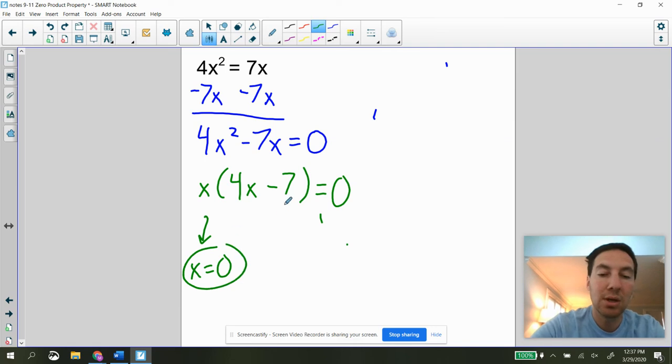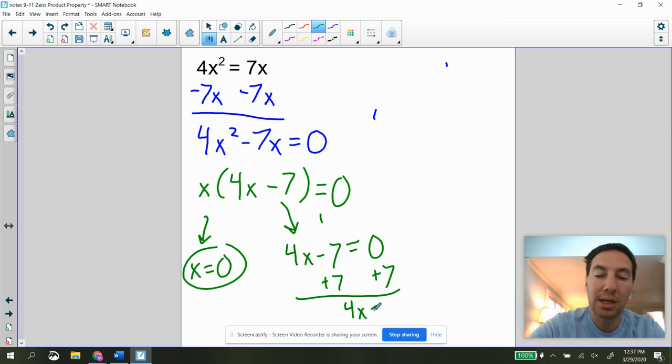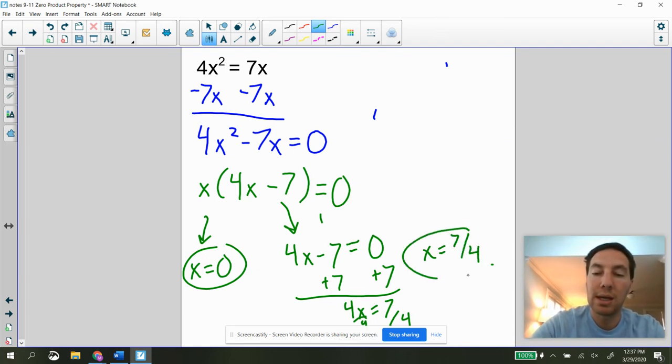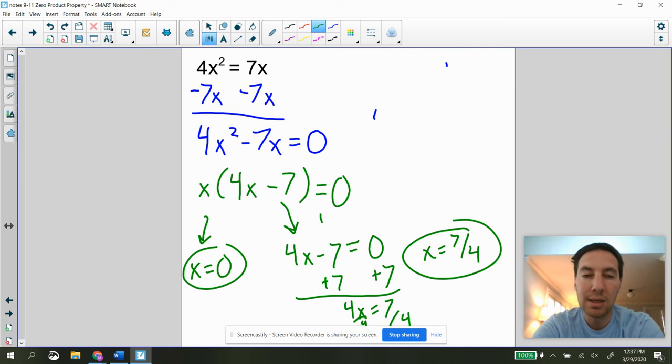And one more time, we're getting our two answers. One's going to be 0. This one's a little bit more interesting. 4x minus 7 equals 0. Let's add 7. Don't be a hero. Don't try to solve this in your head. Just solve it out like this. 4x equals 7. Divide by 4. Ooh, ran out of room. Divide by 4. And you get your answers as 0 and 7/4. And that is undistributing and zero product property. See you later.